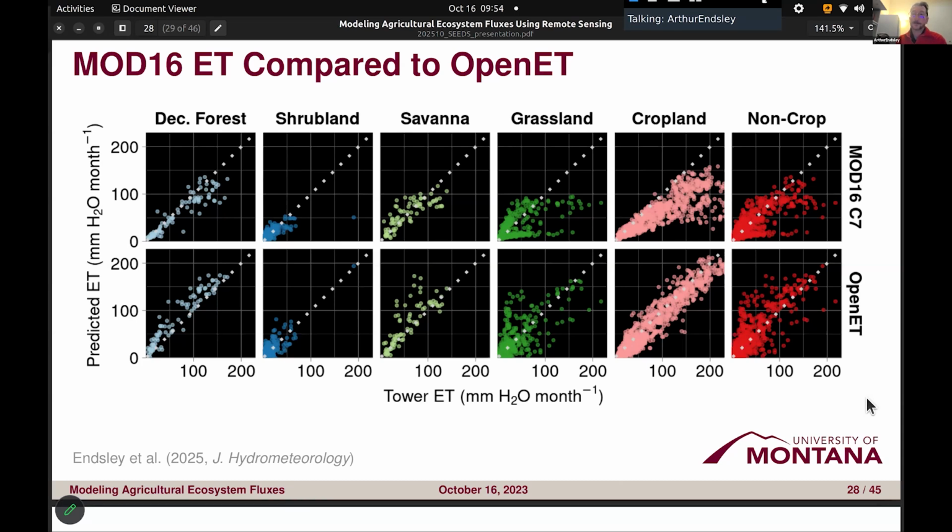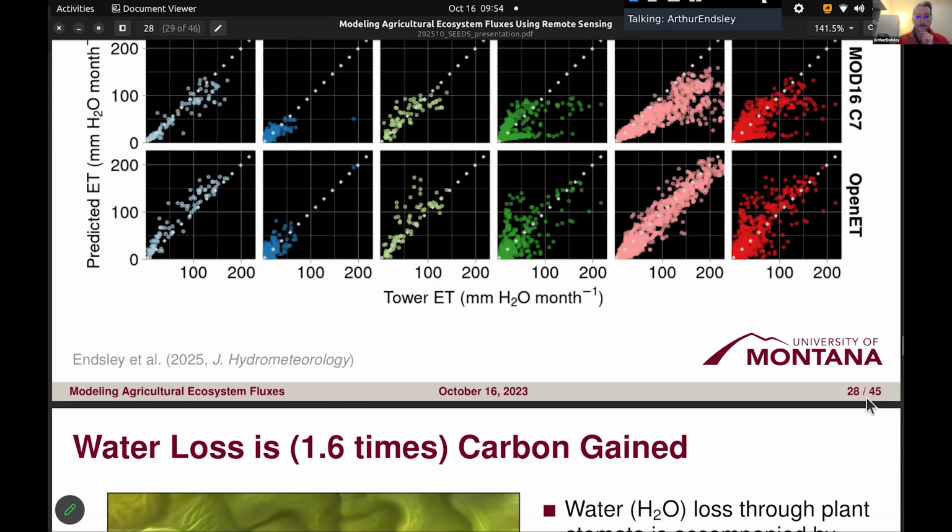But Mod 16 performs similar or better than the OpenET ensemble in non-croplands, specifically forests, shrublands, savannas, and other types of non-croplands. So we're pretty happy with the performance outside of croplands.